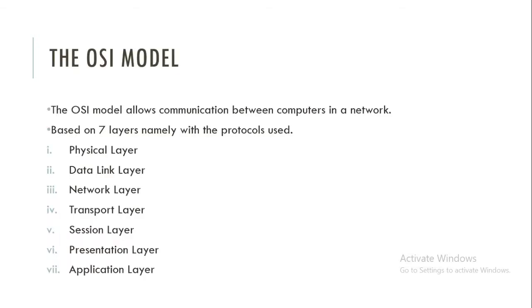The OSI model allows communication between computers in a network. It is based on several layers: physical layer, data link layer, network layer, transport layer, session layer, presentation layer, and application layer.